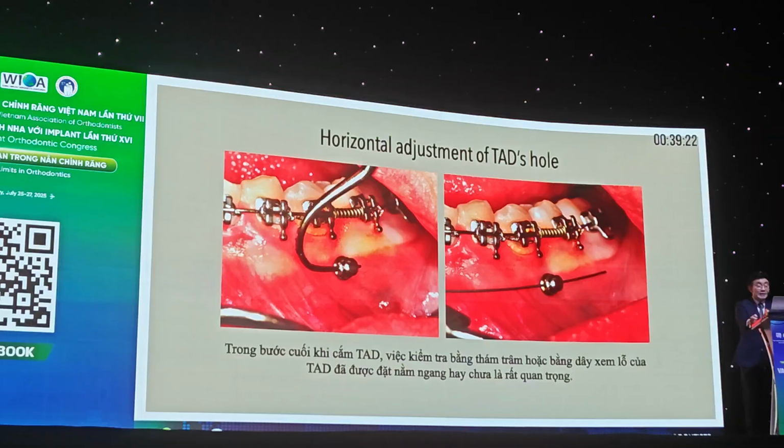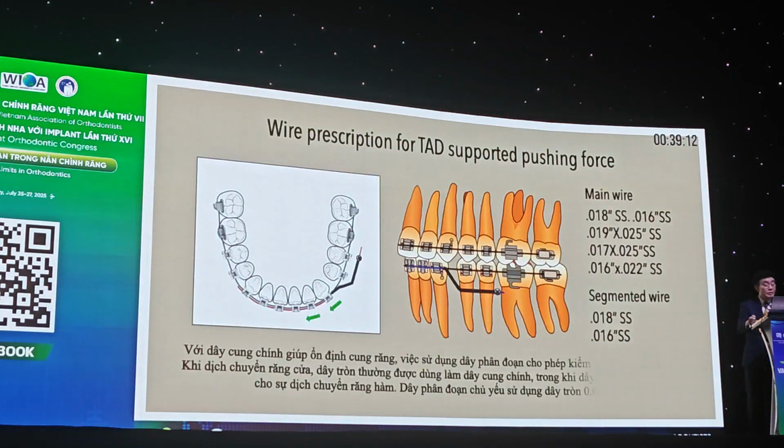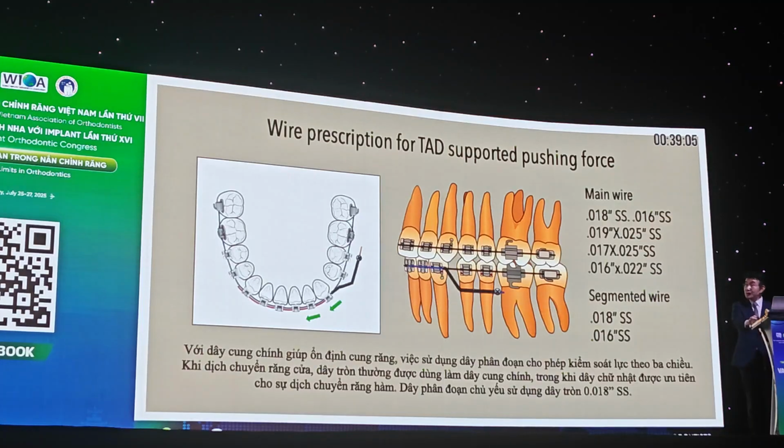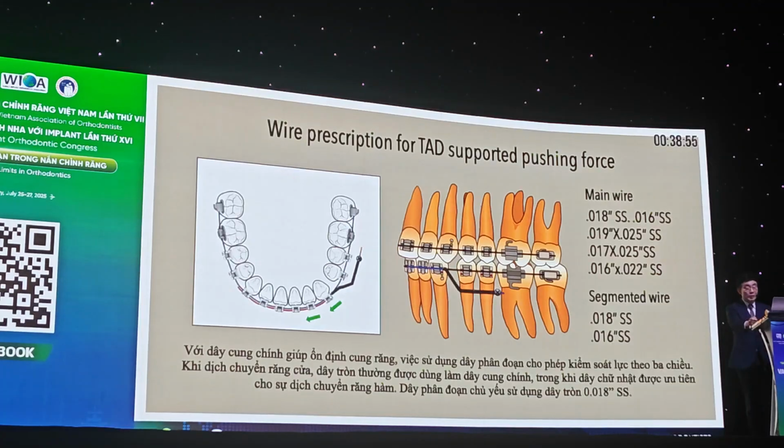During the final stage of TAD installation, it is crucial to verify with an explorer or a wire that the hole has been installed horizontally. With the main arch wire stabilizing the dental arch, the use of segmented wire allows for three-dimensional controlled force. When moving the incisors, round wire is typically employed as the main arch wire, while rectangular wire is preferred for molar movement. Segmented wire is primarily the 0.018 stainless steel round wire.